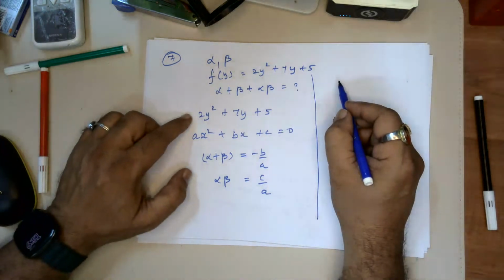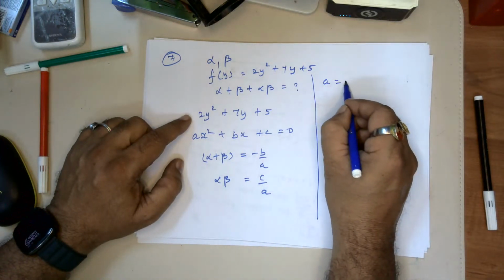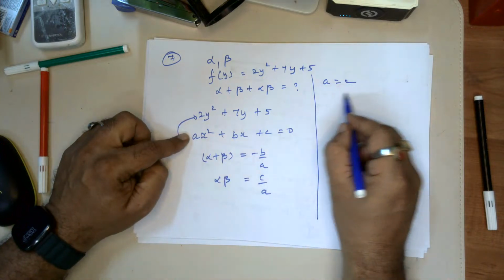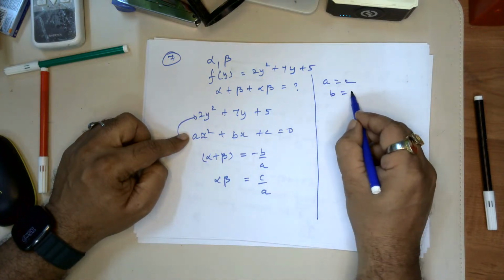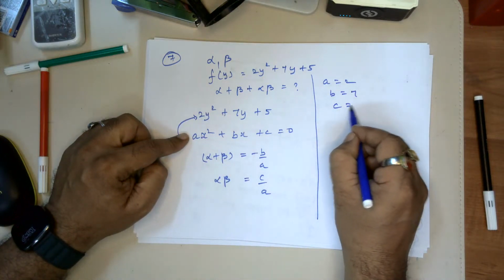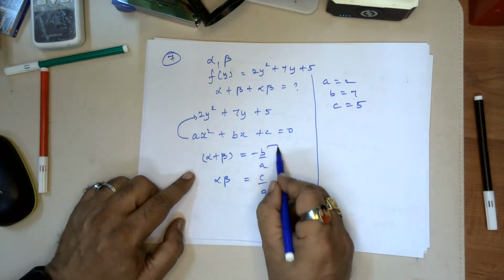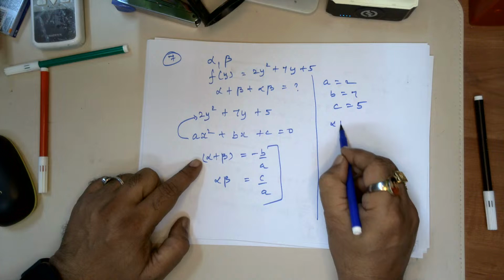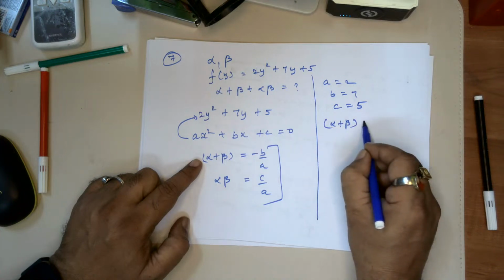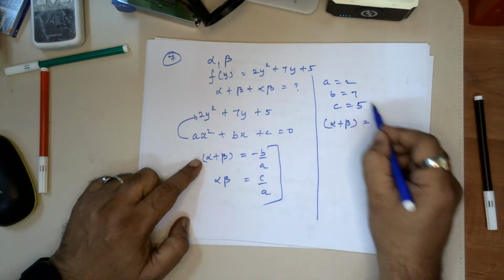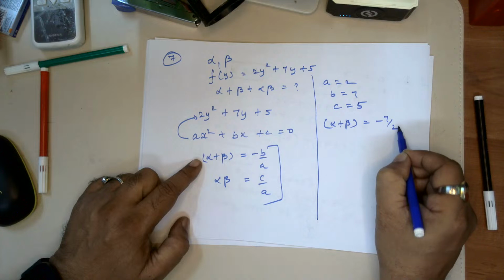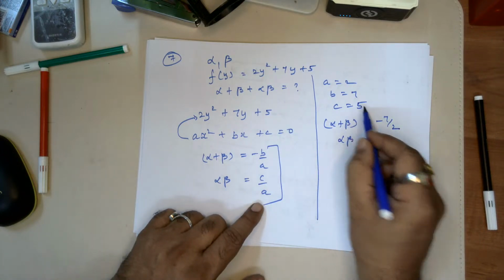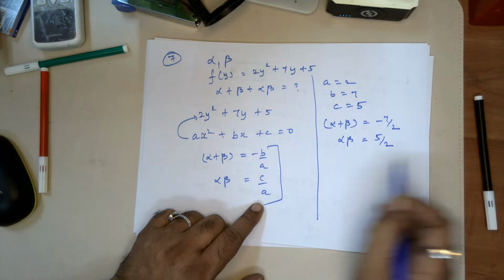So here a is equal to 2, b is 7, c is 5. Now let us substitute. Alpha plus beta is equal to minus b by a, so minus 7 by 2. What is alpha beta? c by a, c is 5, divided by 2, so 5 by 2.